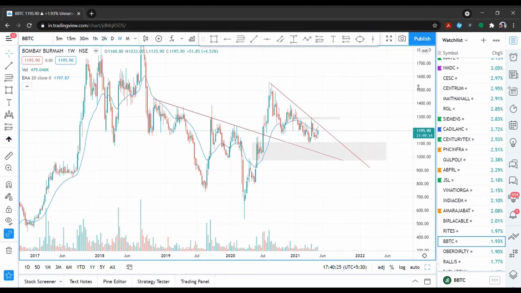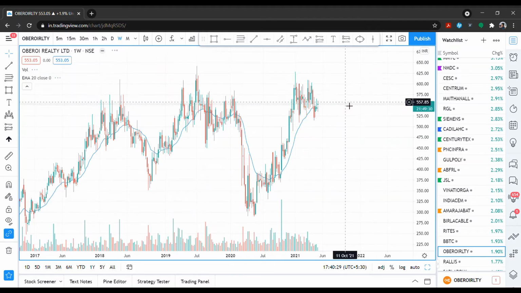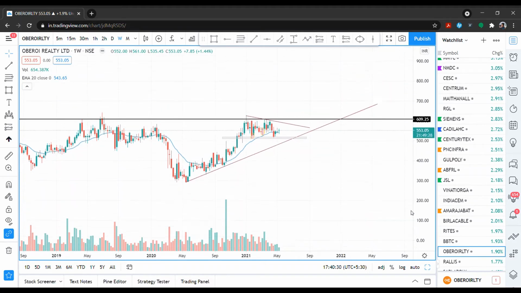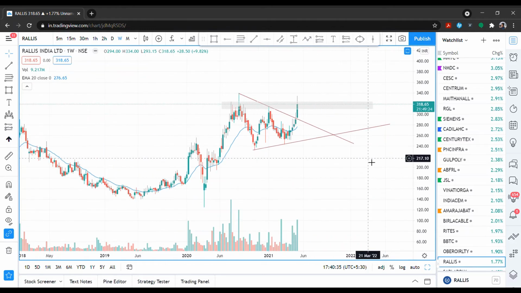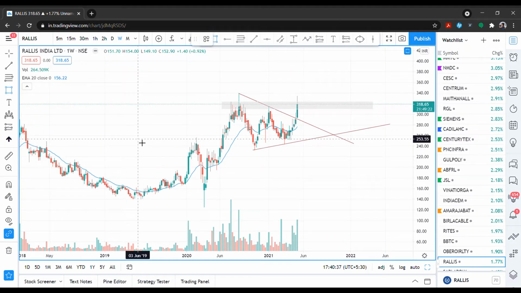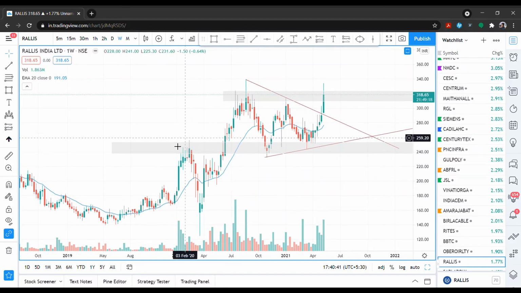Okay, this is also okay. Let's see. Okay, what is this? This is a structure that has been broken. This is a high that has been broken by the price, and the price came back and tested these levels. Where am I taking my trade? I'm taking my trade here.